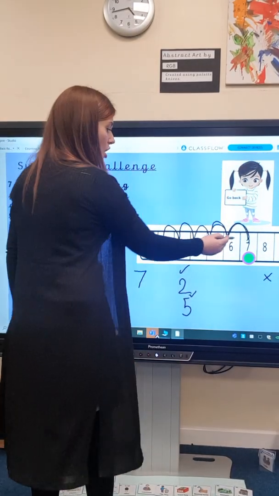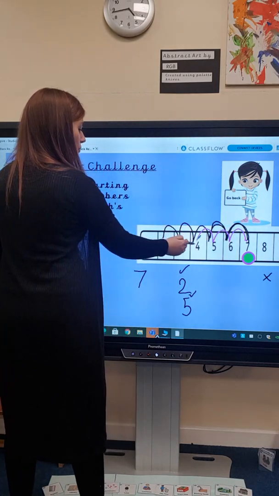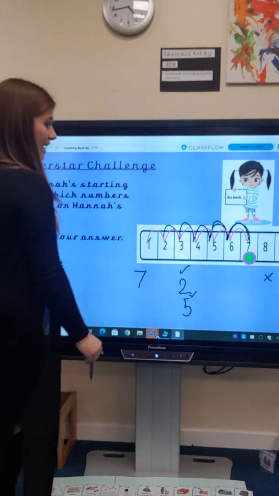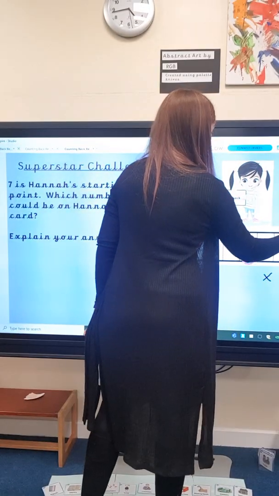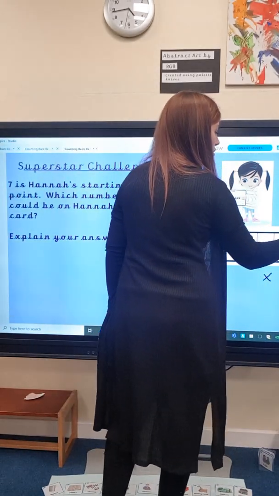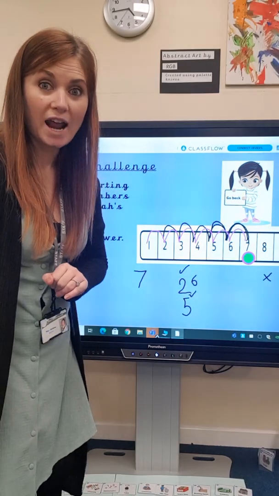Let's see if I start at number 7, if 6 could be on Hannah's card. 1, 2, 3, 4, 5, 6. So 6 could be on Hannah's card as well. Shall I try? What number shall I try? I'm going to see if 10 could be on Hannah's card.